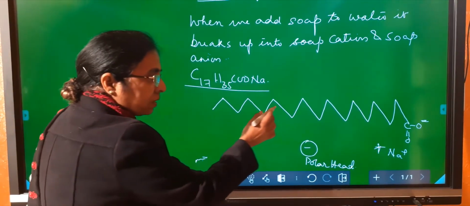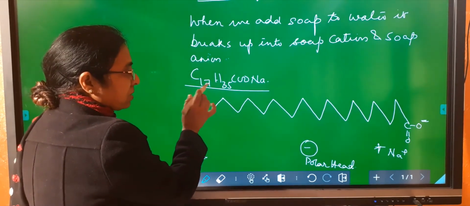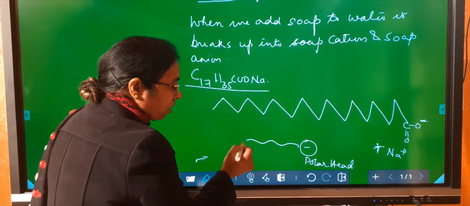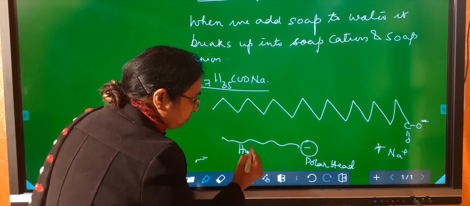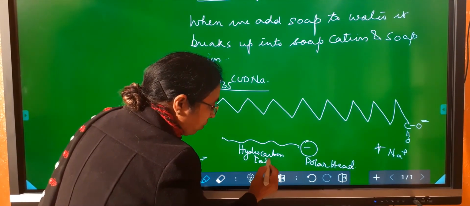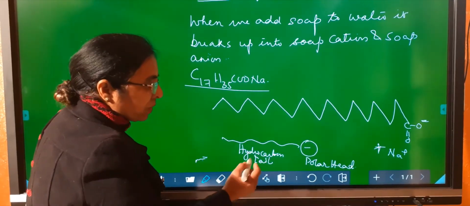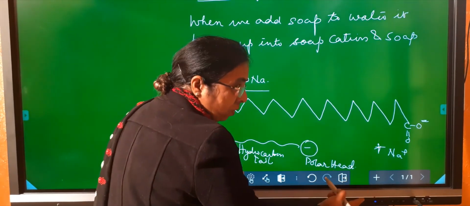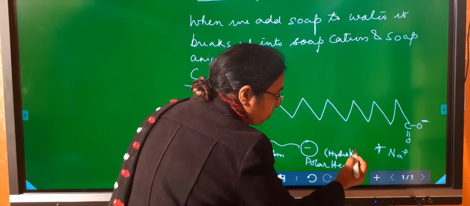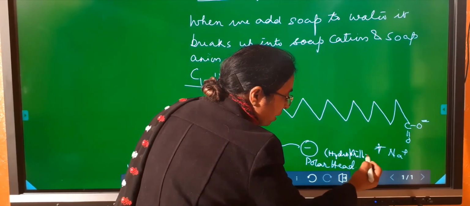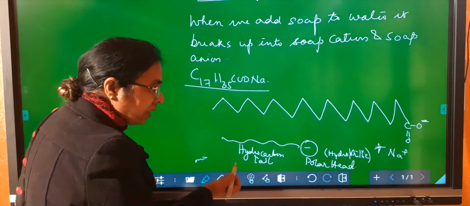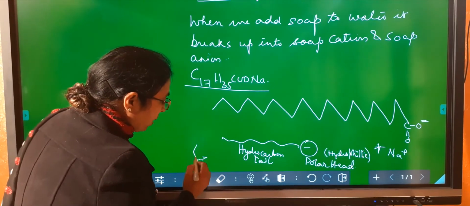Alright, and this is a hydrocarbon, C17H35. Hydrocarbon means it has only hydrogen and carbon. So this is a long hydrocarbon tail. Now this polar head will dissolve in water, so for water we call it hydrophilic, that is, water loving. And this hydrocarbon tail will be hydrophobic.